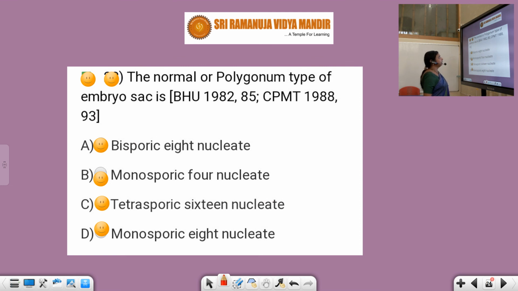Now, the normal or polygonum type of embryo sac is, bisporic 8 nucleate, or monosporic 4 nucleate, or tetrasporic 16 nucleate, or monosporic 8 nucleate. This is the answer. In Polygonum, we have seen that it is monosporic type. That means only one megaspore is functional and it forms an 8 nucleate 7 celled embryo sac. So the answer is D.